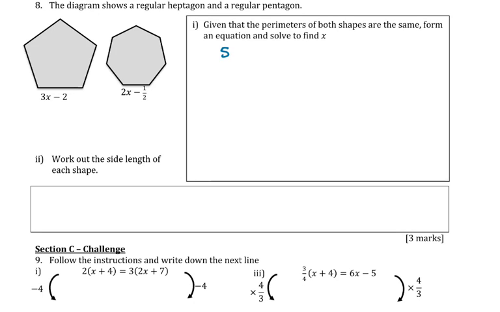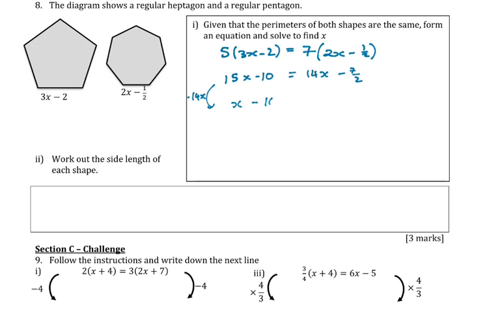We know the perimeters are the same. We know it's a heptagon, so there are 5 sides of 3x minus 2, which is the same as 7 sides of 2x minus a half. From here we can expand to get 15x minus 10 equals 14x minus 7 over 2, or 3.5. Subtracting 14x just gives us x minus 10 on the left-hand side. It's equal to negative 7 over 2 on the right-hand side. Adding 10 gives us x equals 10, subtract 7 over 2.